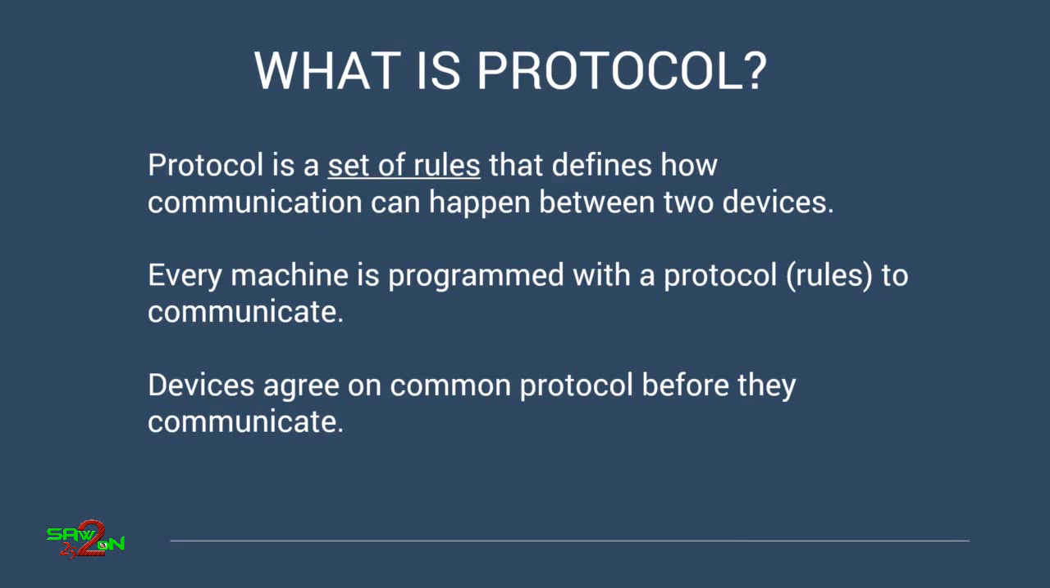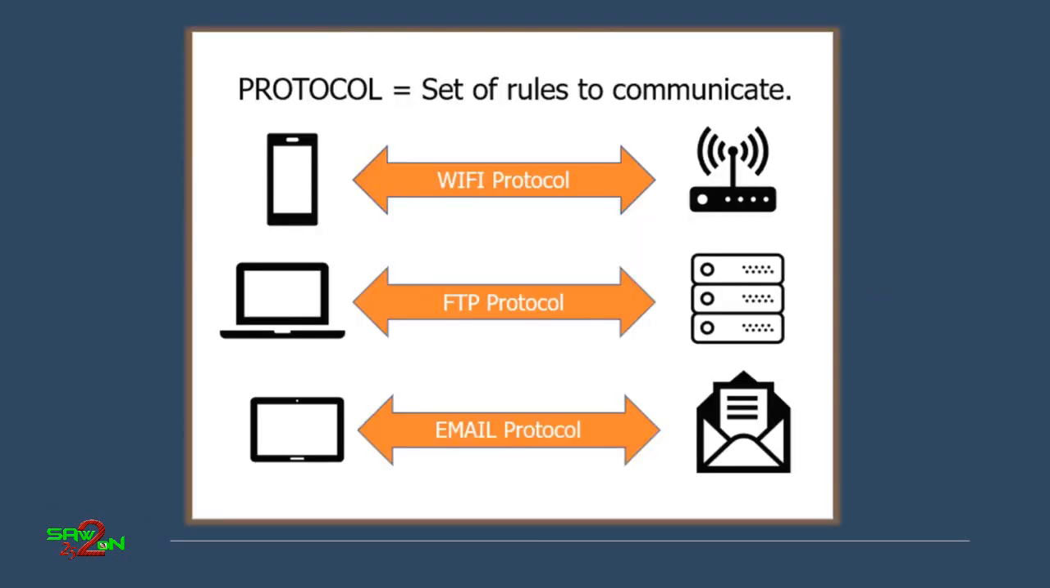This is a very, very important line that you have to remember always when you think of communication between two devices. Any two devices in the world first agree on a protocol. Once they agree on a protocol, they start communicating on that protocol. And what is a protocol? A protocol is a set of rules. Here are some examples we have seen previously. A protocol is a set of rules to communicate.